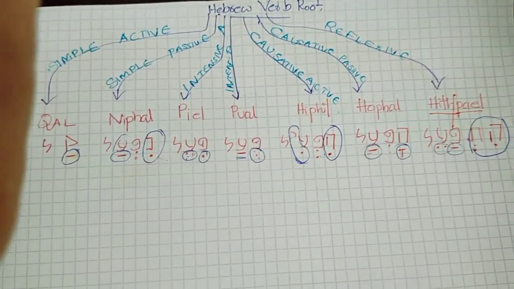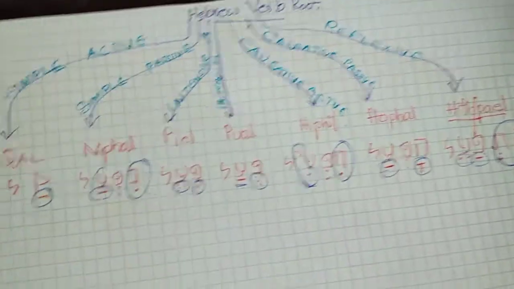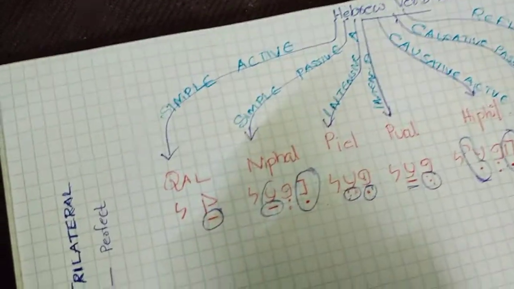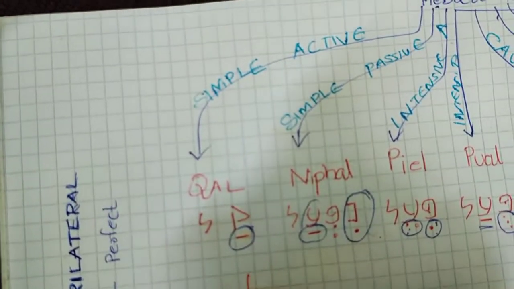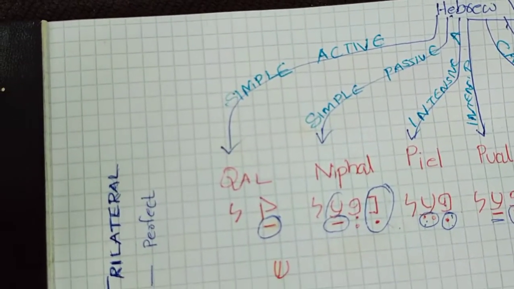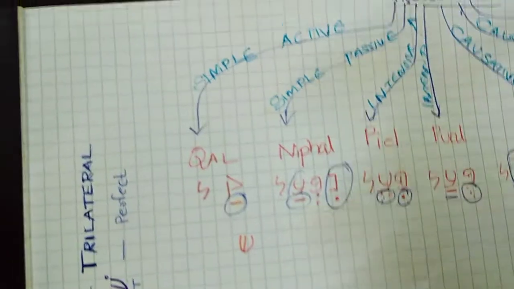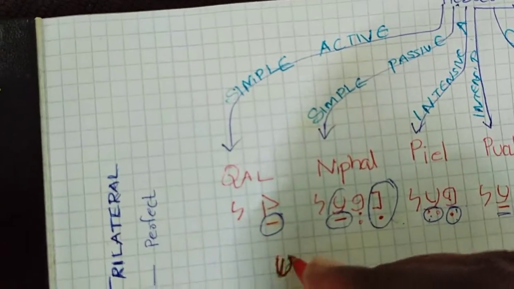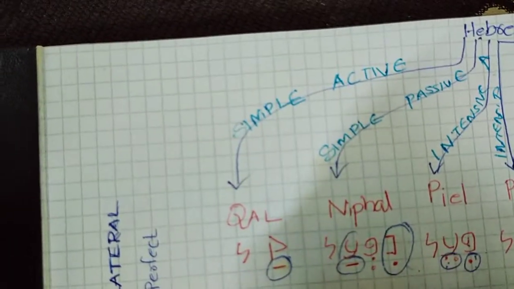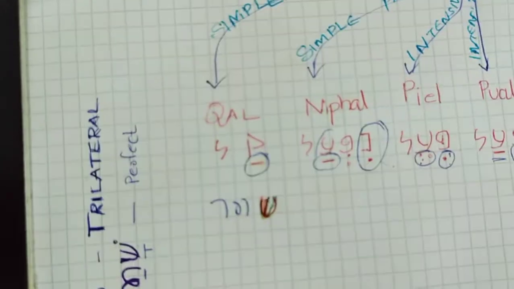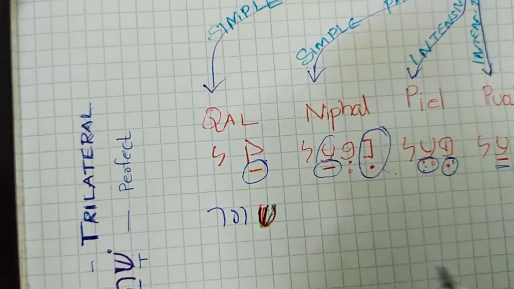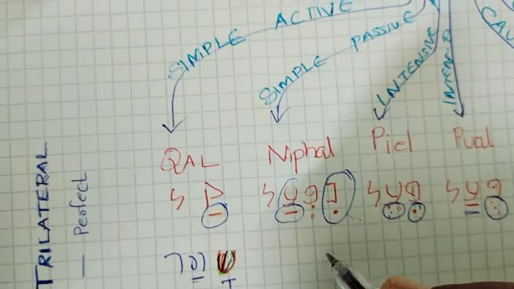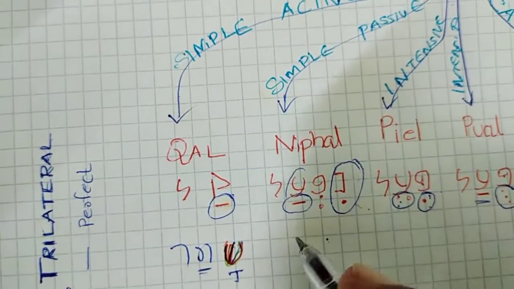So first we look at the first section, Kal. We are going to apply Shamar. Shamar we are going to write in Kal form. So look at the Kal form. Shamar, Shamar I am going to write. Look at here. Shamar. Look at the middle letter. Kamatz, pata. Shamar. So now here also you are going to write the Niphal form of Shamar.